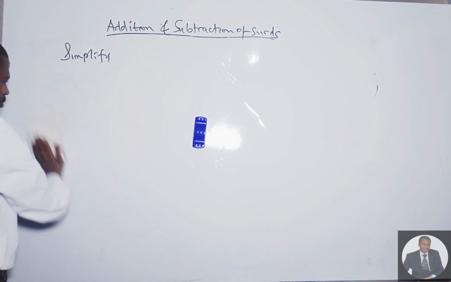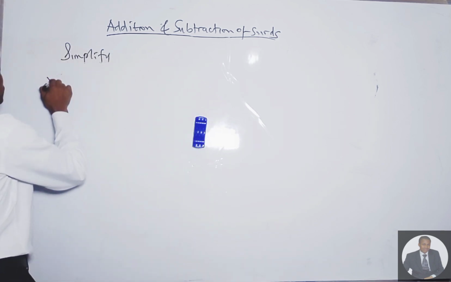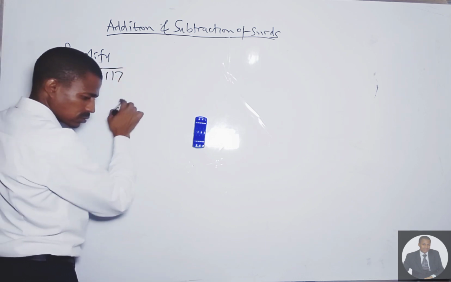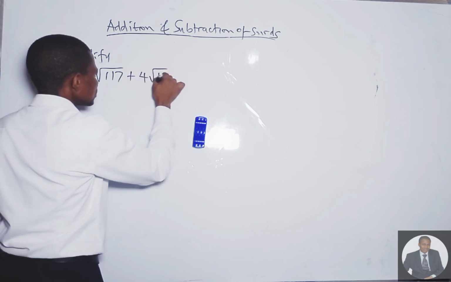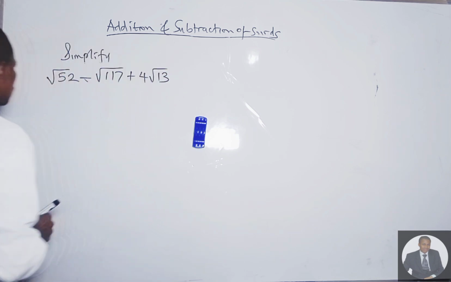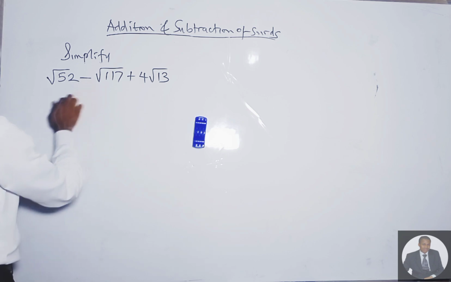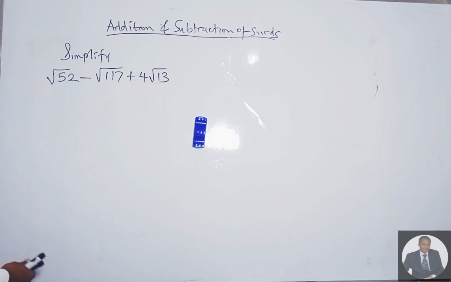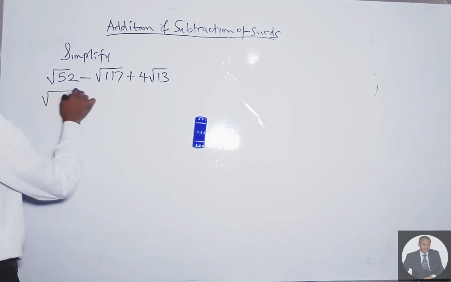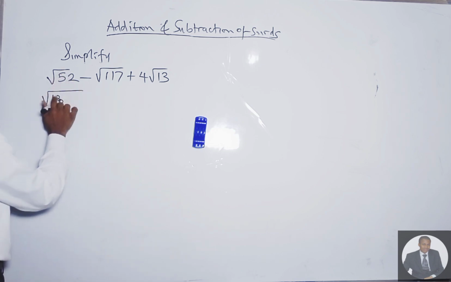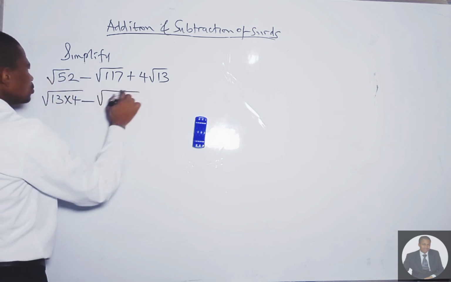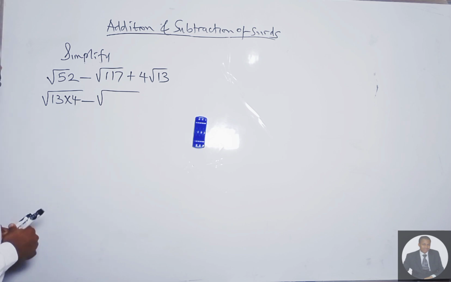Another question. Root 52 minus root 117 plus 4 root 13. This question tells us that the unit root we are looking for is root 13. So what can we multiply by 13 that will give us 52? That should be 4. And what are we going to multiply by 13 that will give us 117?